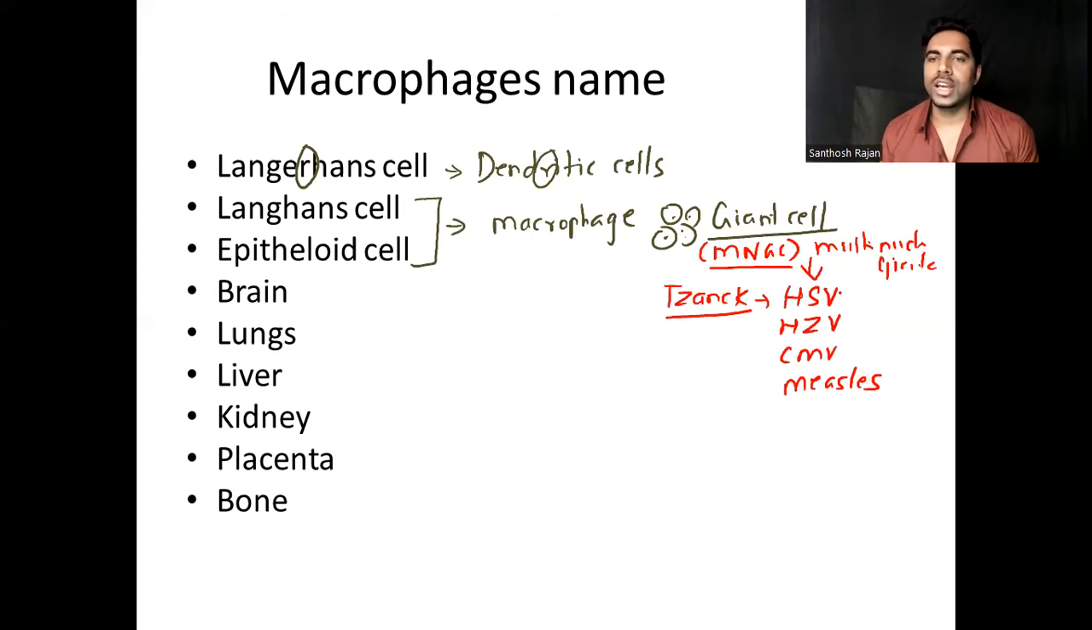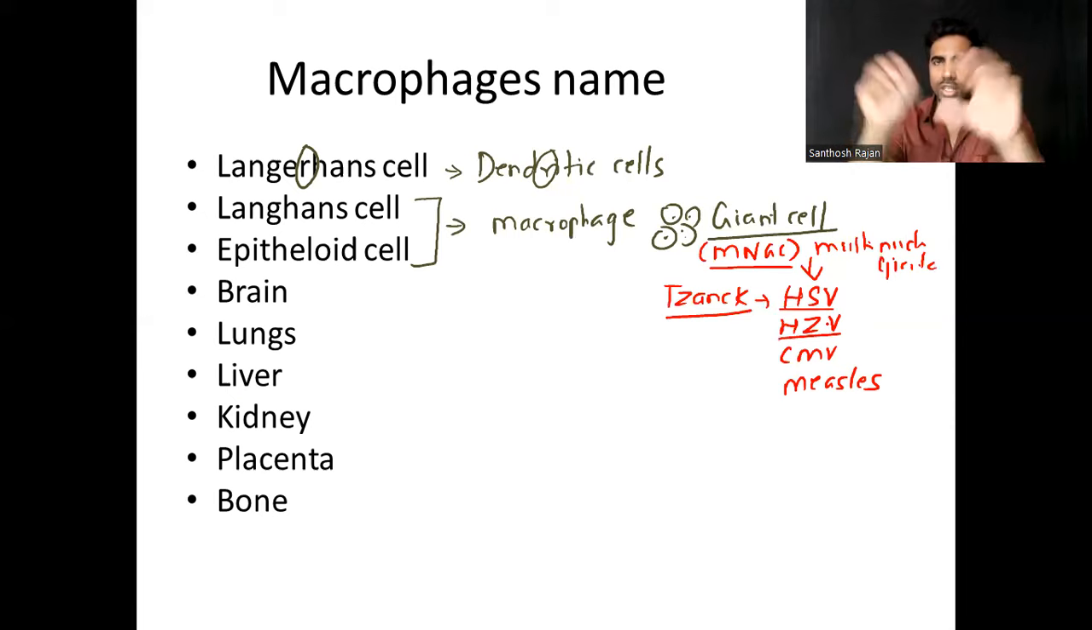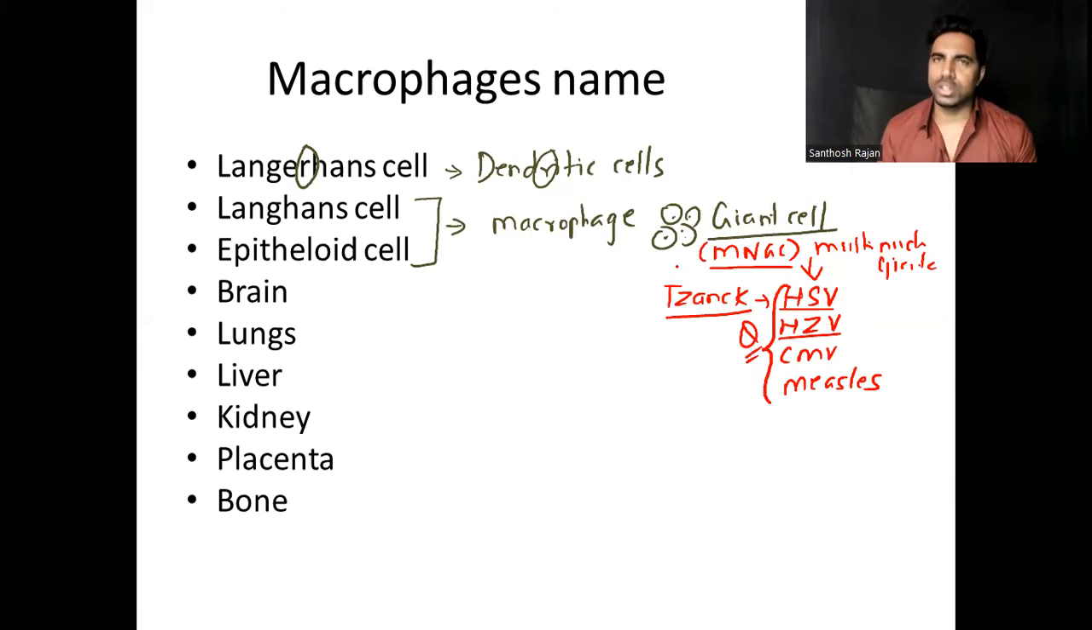Otherwise, in HSV, especially from the vesicles, if you make a Tzanck smear and you see multinucleate giant cells. So these all are questions, and you can have a picture of multinucleate giant cells. I don't have it here. It's in my virology class. In the pictures, I have mentioned it clearly. Again, in revision, we'll have it.